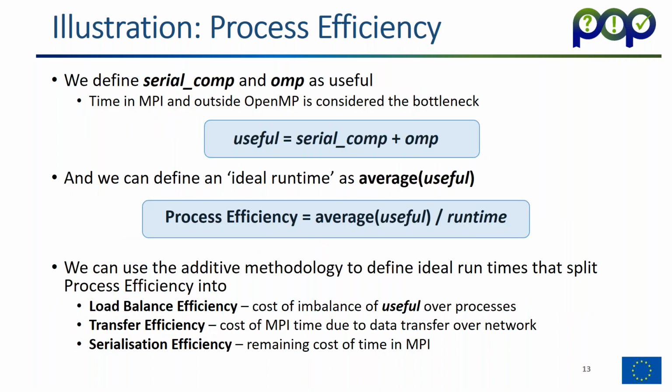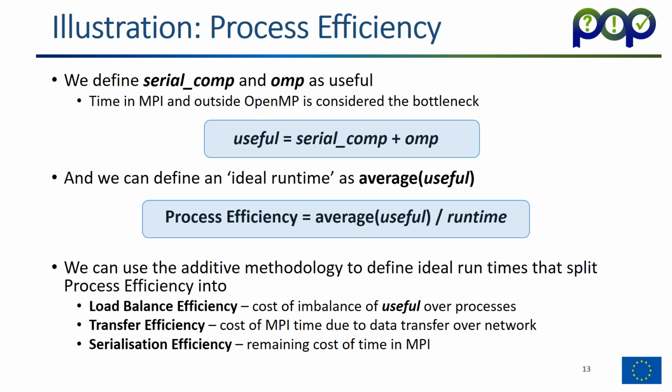So basically, serial comp and OMP are our useful times. So useful is serial comp plus OMP. And we can then define an ideal runtime as the average value of useful. And we can define a process efficiency as the average of this over all the processes divided by the runtime. And we can keep turning the handle and using this methodology to churn out additional metrics.